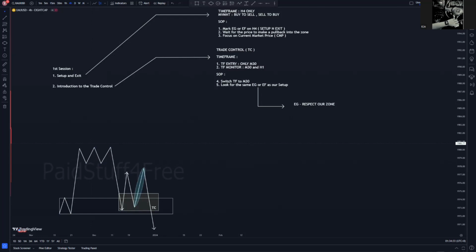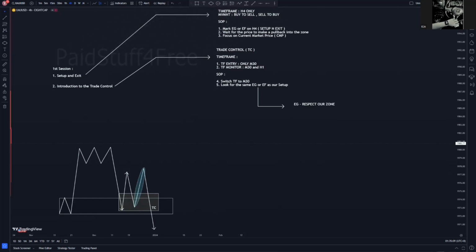Okay, we're not going to talk about the first entry in this session. And if you have any questions about the roadblock, the first entry, the re-entry, something like that, we're not going to talk about that in this session. This session is just for the basic class, to introduce you to the H4 and M30 and how they are going to work together.